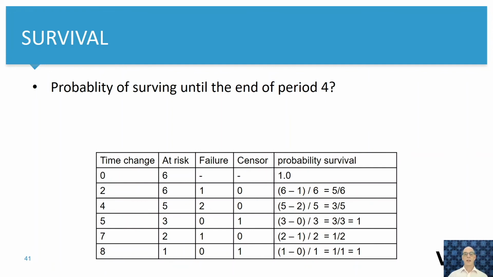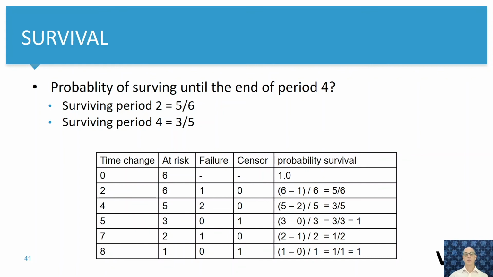So with a table like this, we can actually calculate the probability of surviving, for example, until the end of period 4. To get there, you first need to survive period 2. And then you need to survive period 4. So these probabilities depend on each other. They are conditional, and therefore standard mathematics stipulate that we have to multiply these probabilities. So the overall survival until the end of period 4 will be 5/6 times 3/5 equals 50%.